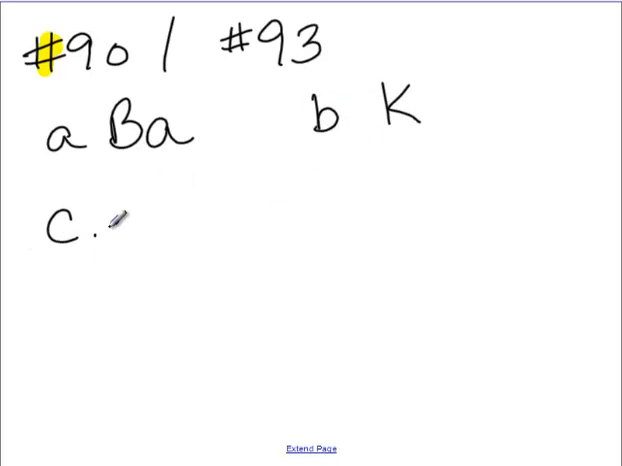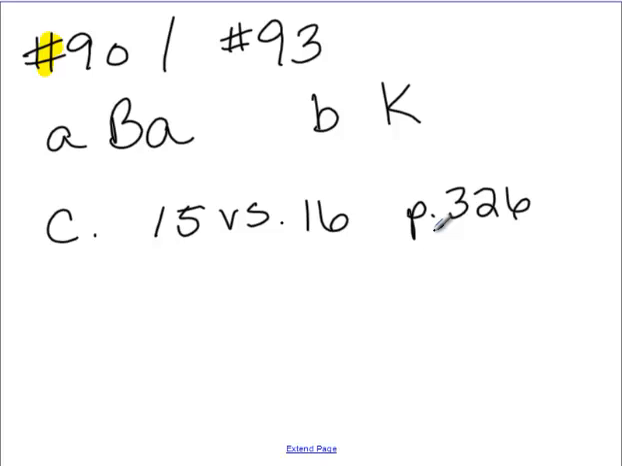Now we get to letter C, and this is where our exception for ionization energy comes in. I kind of didn't tell you all the truth last year. There is an exception for 15 versus 16 on this. If you need a little bit more detail, go to page 326 in your textbook and read that middle paragraph. It's going to explain that hopefully a little better than what I can. If you look at 90C, they're looking at the difference between nitrogen, oxygen, and fluorine.